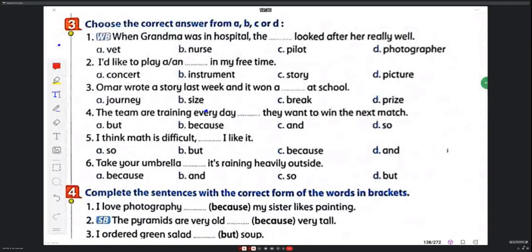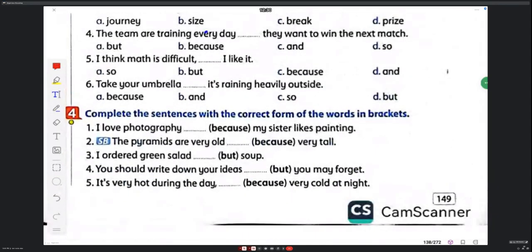I think math is difficult, but I like it. Take your umbrella because it's raining heavily outside. I love photography and painting. They are contrasting, but he must put a comma here before.